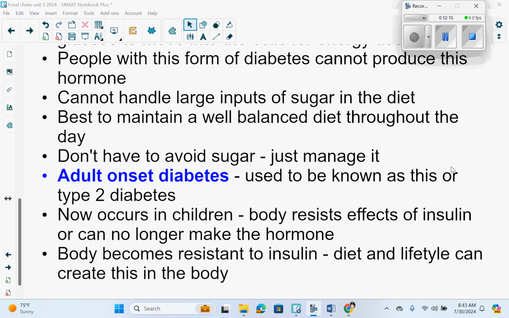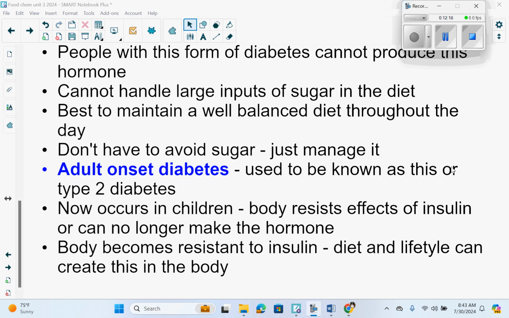All right, we also have adult onset diabetes. It used to be known as this or type 2 diabetes, but it's no longer just adult onset. It now occurs in children. The body resists the effects of insulin or can no longer make the hormone. So the body becomes resistant to insulin. Diet and lifestyle can create this in the body.